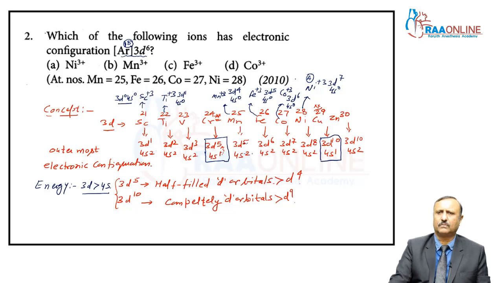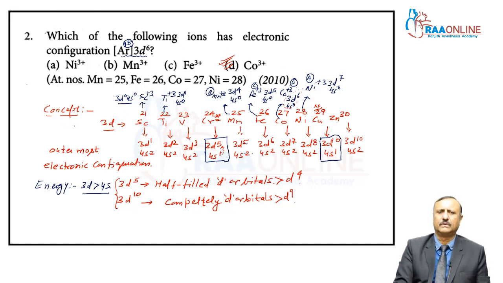So, here, my dear students, the A option is nickel. Here you can see Co+3 is present in the D option, Fe+3 is present in the C option, and Mn+3 is present in the B option. So, you can see the correct answer is D. Why, my dear students, is the correct answer D? Because in D you can see 3d6 and 4s0 is the electronic configuration present.